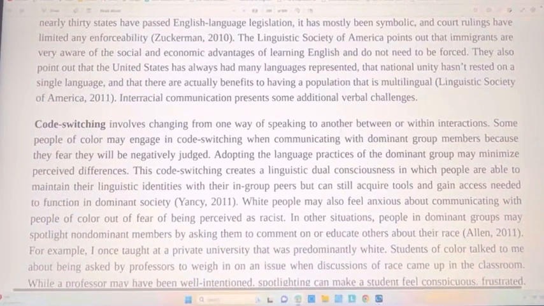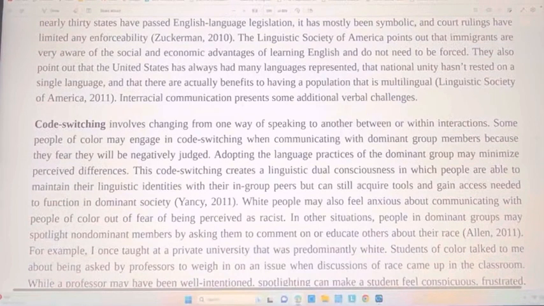The Linguistic Society of America points out that immigrants are very aware of the social and economic advantages of learning English and do not need to be forced. They also point out that the United States has always had many languages represented, that national unity hasn't rested on a single language, and that there are actually benefits to having a population that is multilingual.